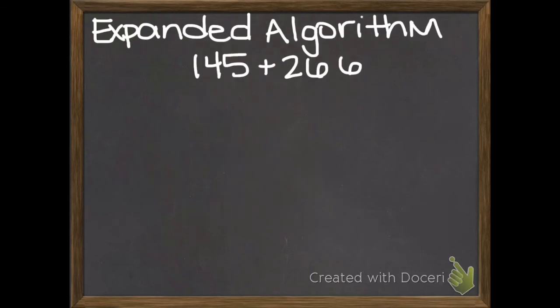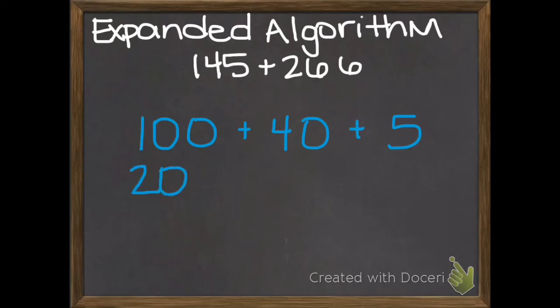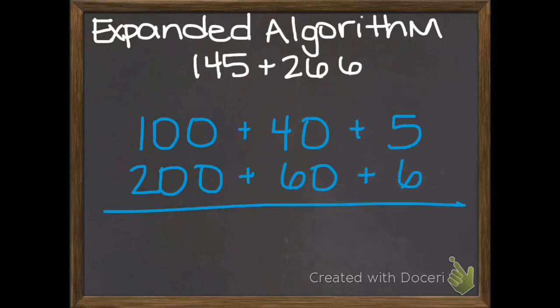Let's look at this problem the exact same way, but instead of drawing pictures, let's use numbers. I'm going to write 145 in expanded form. It just shows the value of each digit. Now I'll do the same for 266. Now we're going to do the exact same thing we did before.